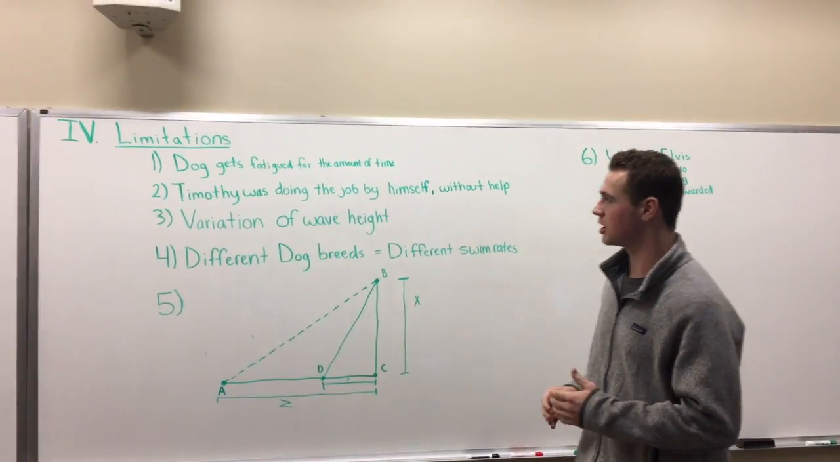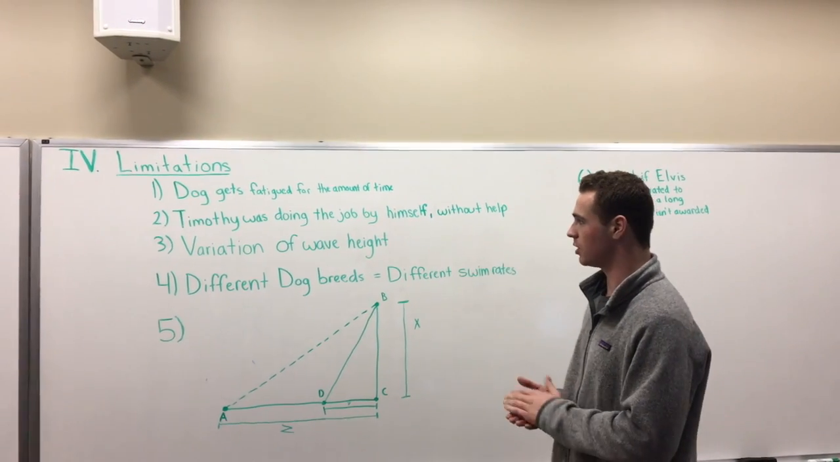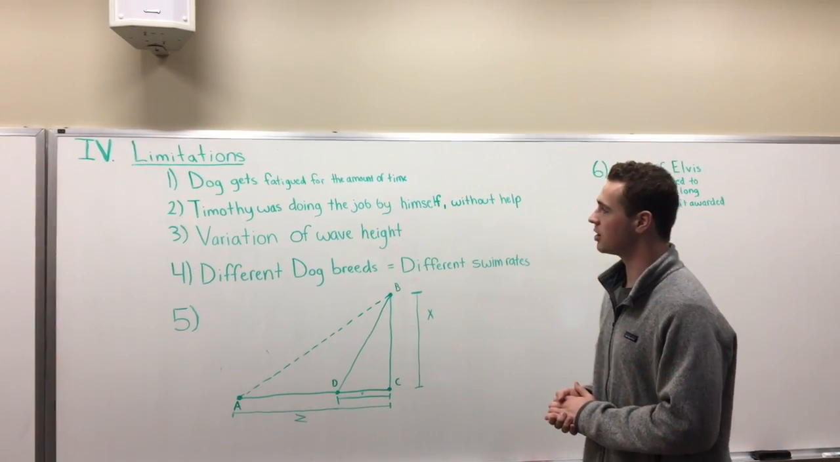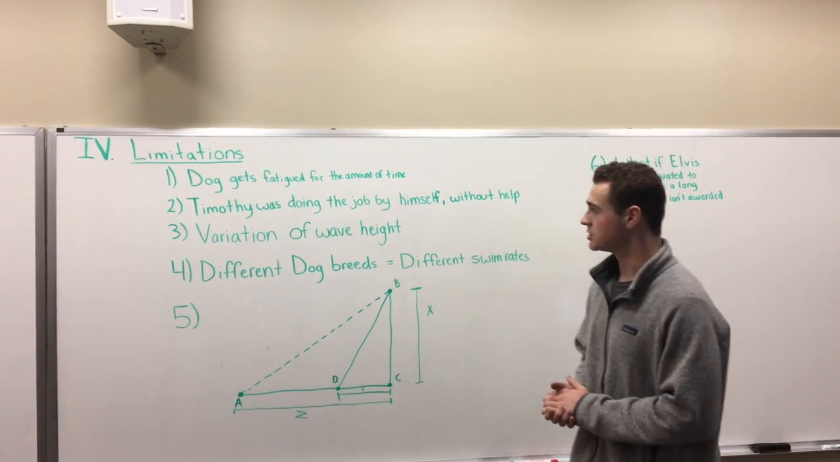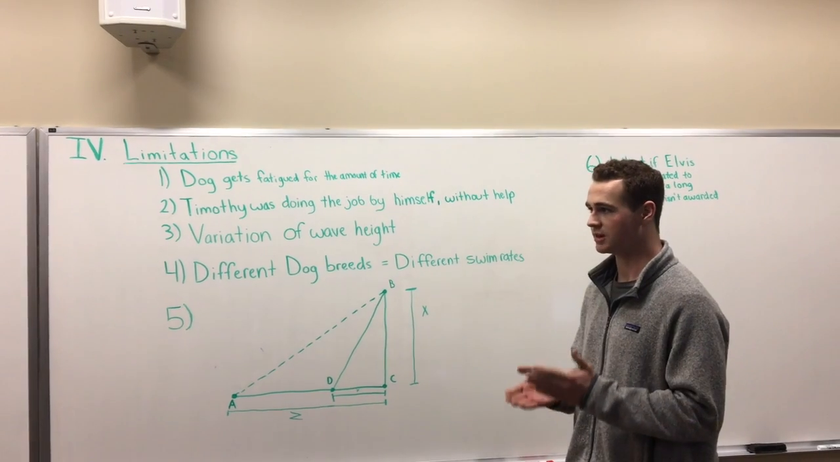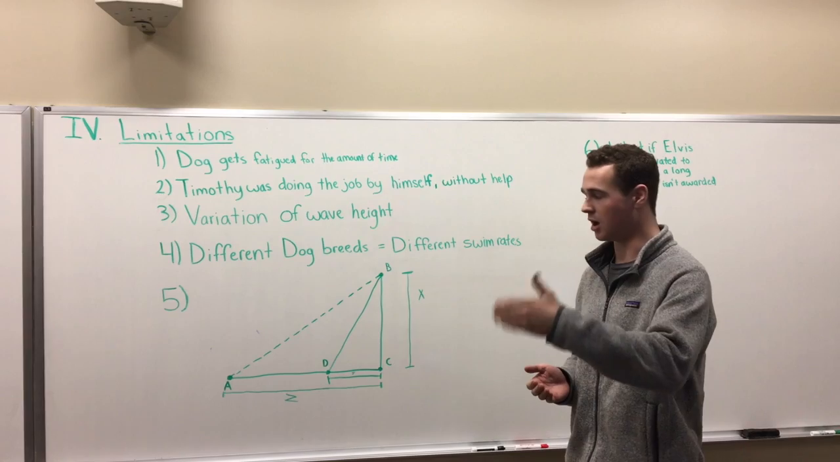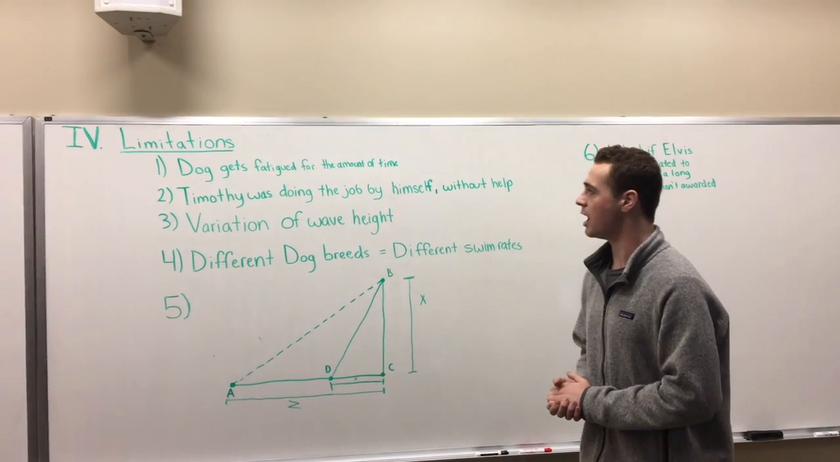So throughout the course of this project, we came up with about 5 limitations on what could go wrong throughout the course of this experiment. The first one that we thought of is that the dog's going to be swimming a long time during this experiment, so he's going to get fatigued. And that's something that could really skew the data, as the experiment goes on with more time, Elvis is going to get more tired.